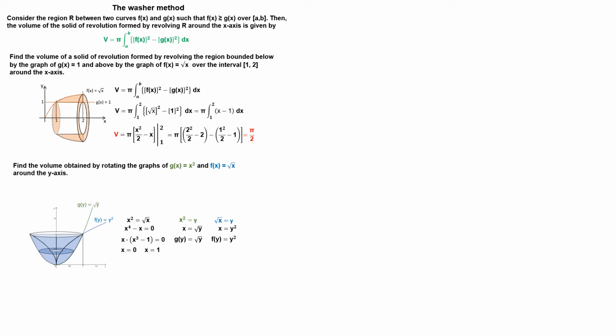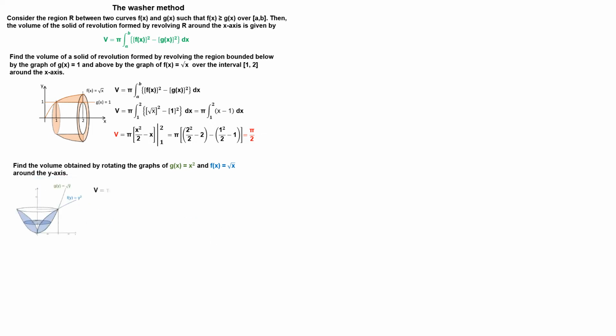Look at the figure. When the volume of the inner cylinder is subtracted from the outer cylinder, we get the requested volume. We now calculate the integral to find the volume of the resulting solid of revolution.